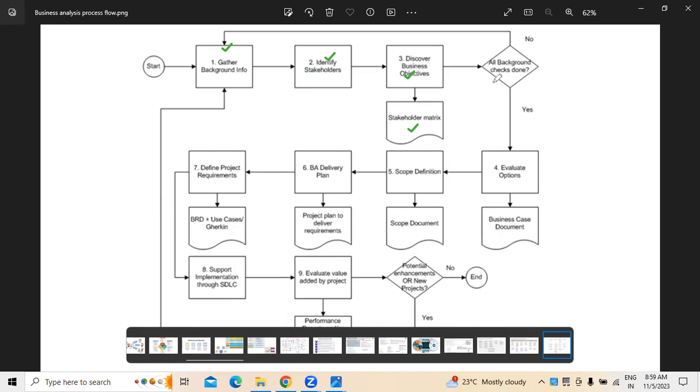After that, we need to do the background check, checking whatever background information is required. The next, you need to evaluate the options. This evaluation of options is what we call the business solution. So you have to evaluate the options here. If you want to evaluate the options, the basic thing you have to prepare is a business case document. Please do remember, this is not a BRD. Business case is a preliminary document which explains the process of the business.